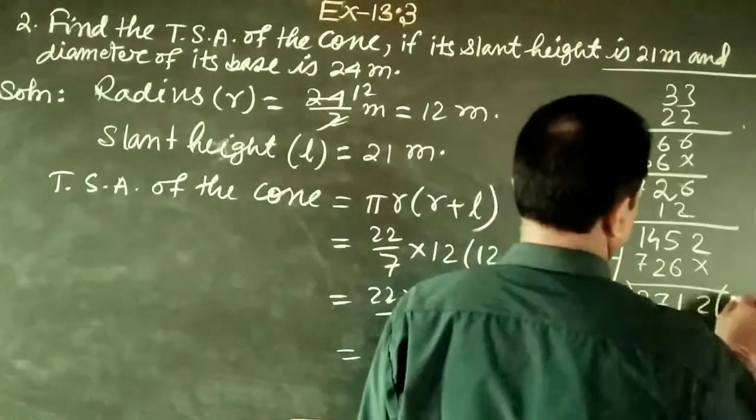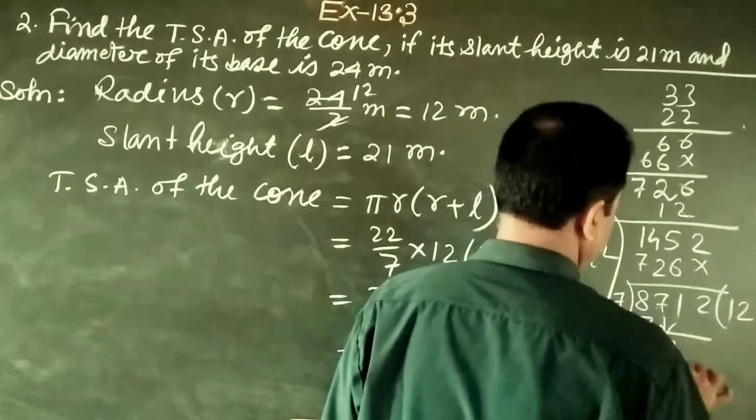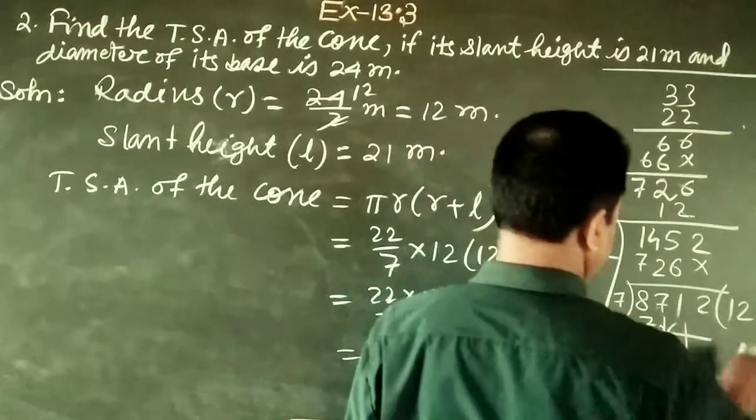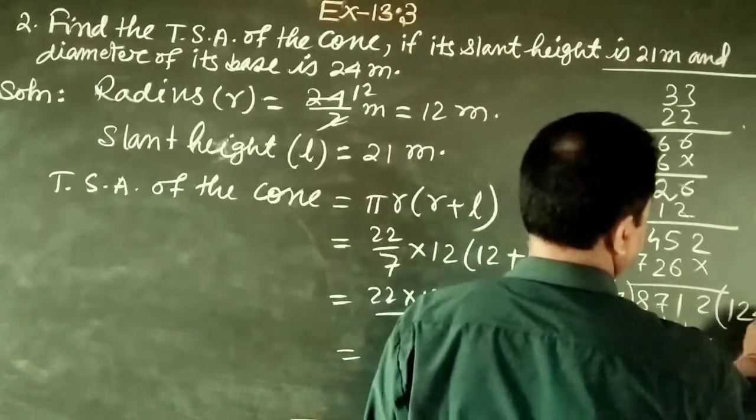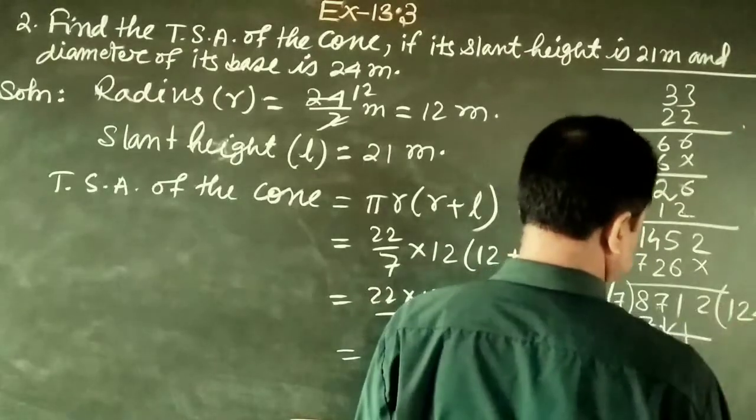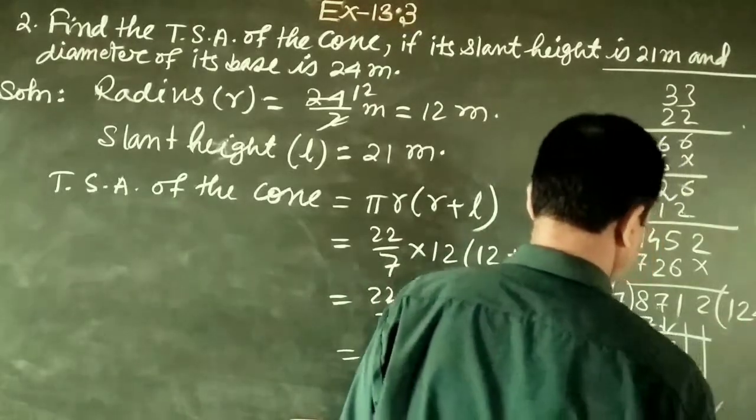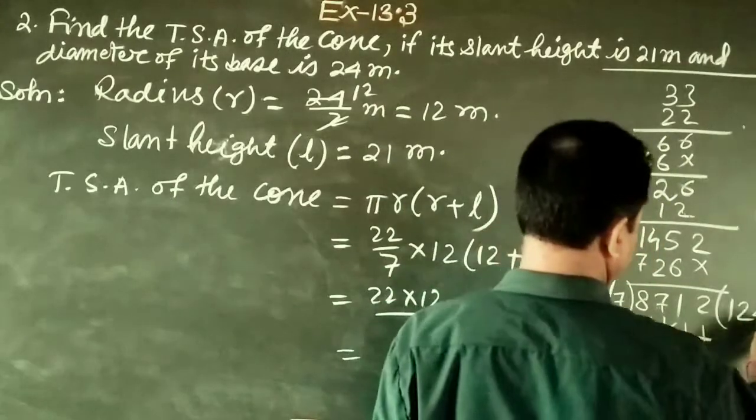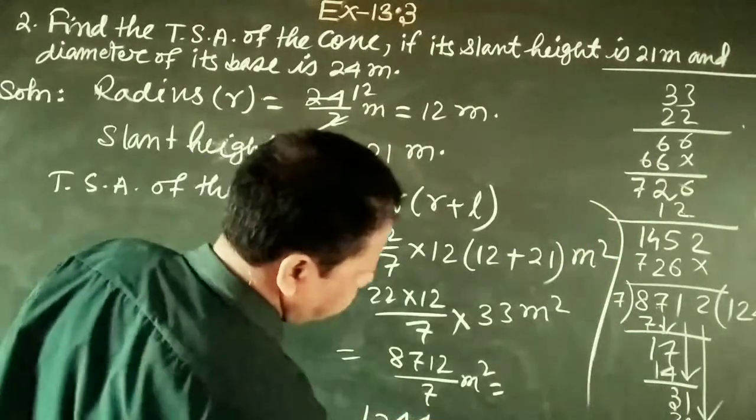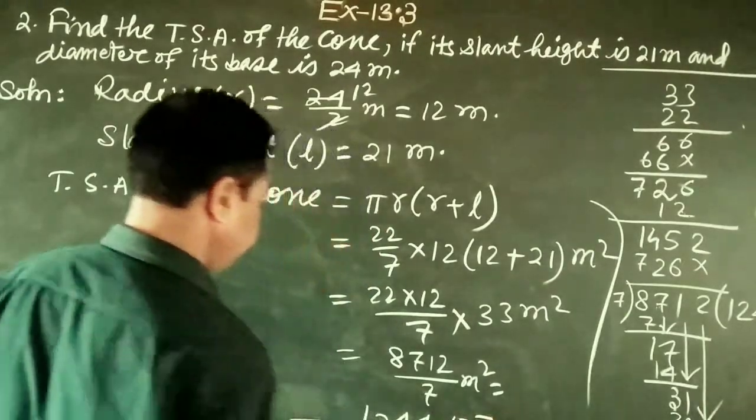Dividing by 7: 7 ones are 7, that 7 is coming down. 7 twos are 14. That 1 is coming down. 7 fours are 28. 28, 3, 2 coming down, then 7 fours are 28, and we get 1244.57 meters.